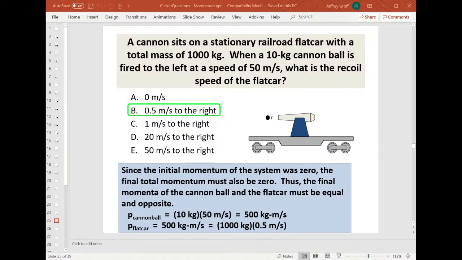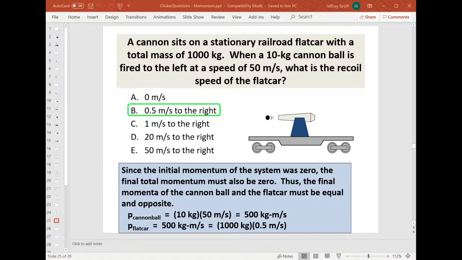All right, now the cannonball. The cannonball is going to have a kinetic energy of 1/2 times its mass, 10 kilograms, times its speed, 50 meters per second, squared. So it's going to have 12,500 joules of kinetic energy.